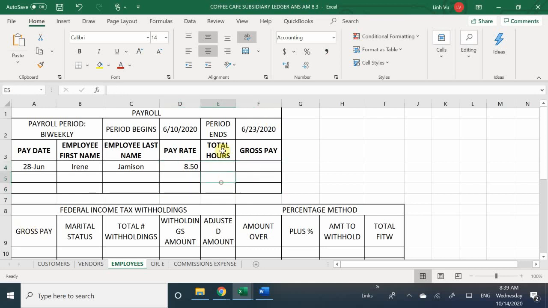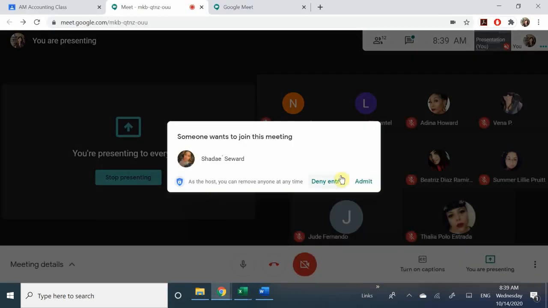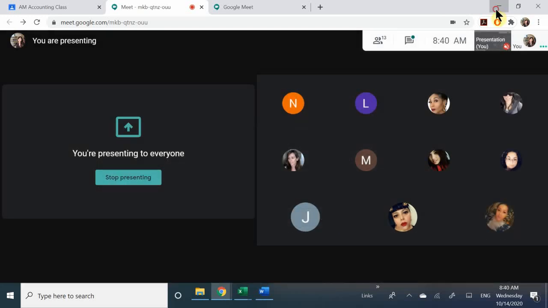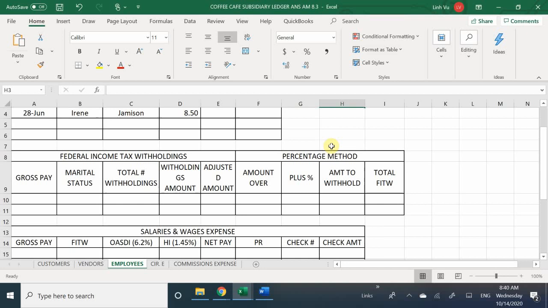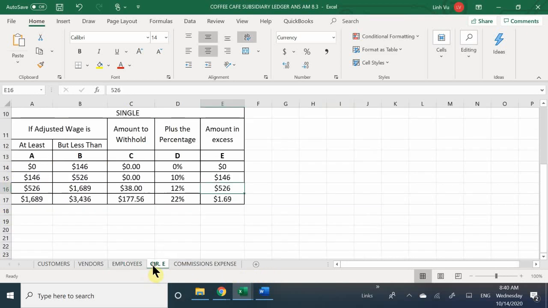Okay, we're gonna total up her total hours that she's done to get our gross earnings. And then when we do start doing our calculations, we're going to automatically take out Social Security and Medicare and her federal tax withholdings. So this is where we get to look at the table, which I've also included in the payroll section. It's also here in the Circular E.